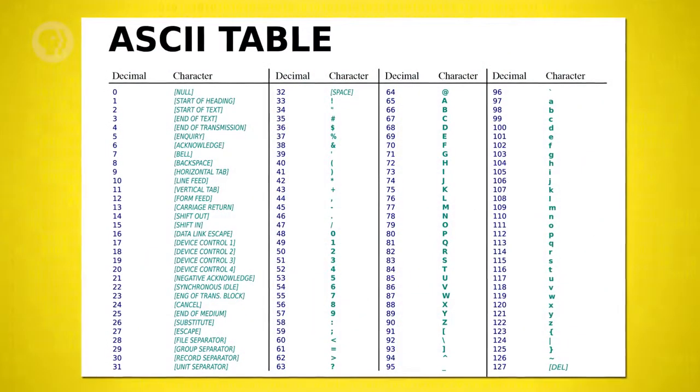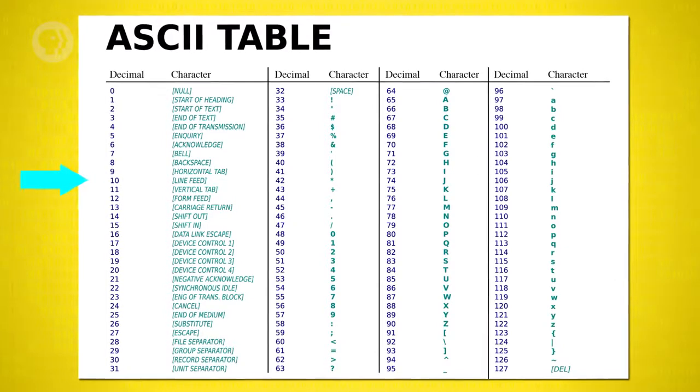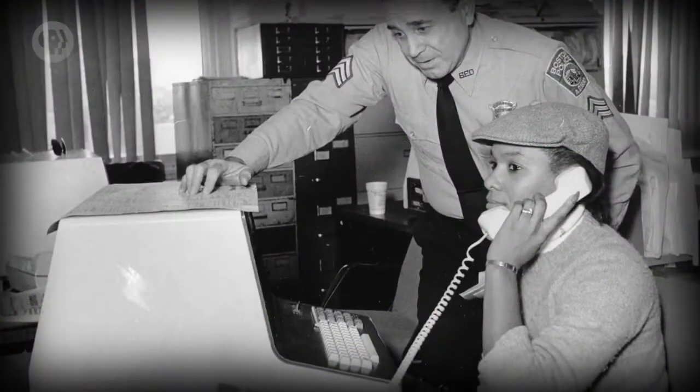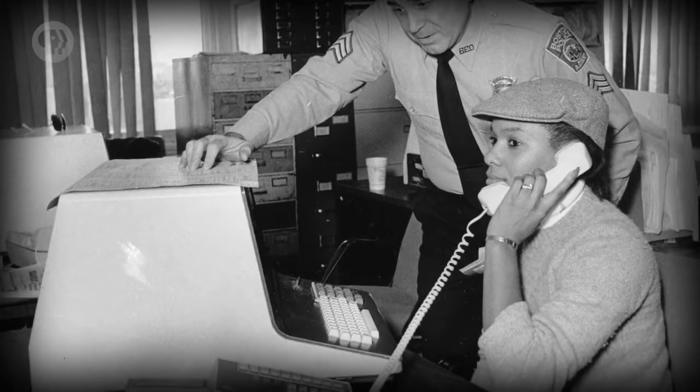ASCII even had a selection of special command codes, such as a new line character to tell the computer where to wrap a line to the next row. In older computer systems, the line of text would literally continue off the edge of the screen if you didn't include a new line character.